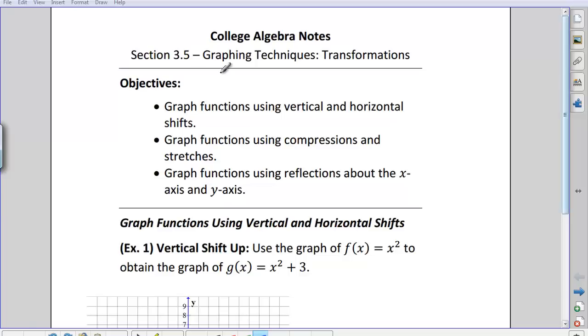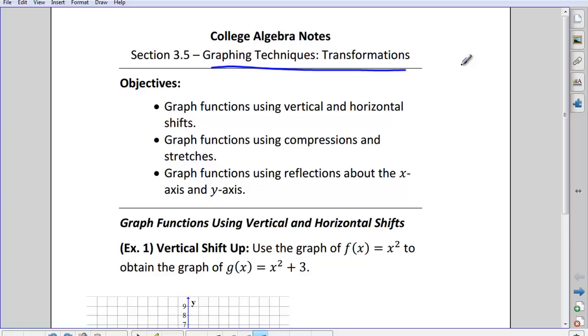Section 3.5 is titled Graphing Techniques, Transformations. What we're looking at in this section is basically taking that library of functions from section 3.4, those different types of functions we looked at, like the square function or the cube function, and how to take those equations and manipulate them. In doing that, we change the way the graph looks. We're going to look at how to take something like f of x equals x squared and maybe slide that graph up and to the right and stretch it out a little bit, or reflect it over the x-axis. So, different types of transformations.